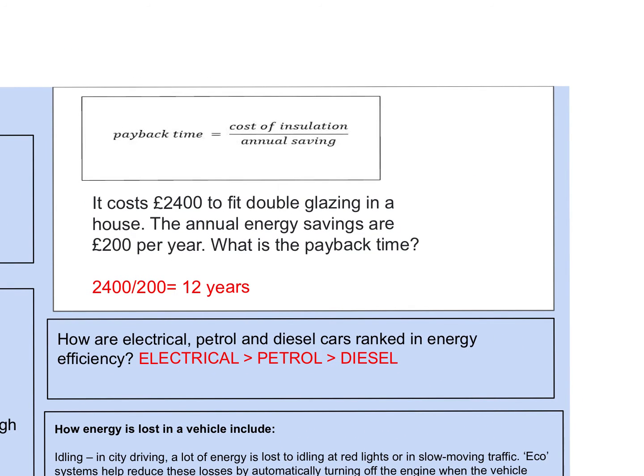Payback time then. So it says here, there's the equation, you have to know that one. It costs £2,400 to fit the double glazing. Each year you save £200. What is the payback time? So it's the total cost of insulating, which would be £2,400, divided by the cost you save each year. So it would take you 12 years to pay it back. Okay.